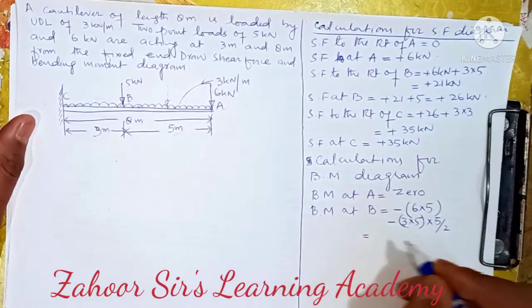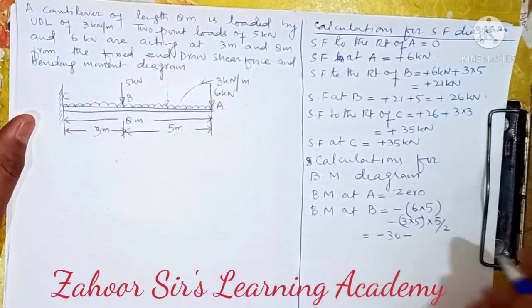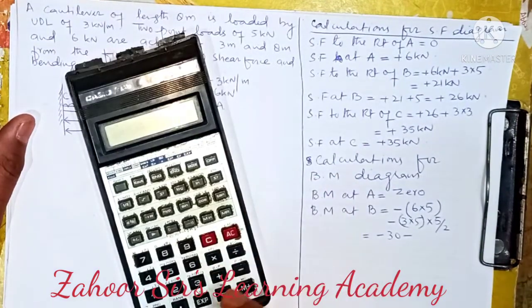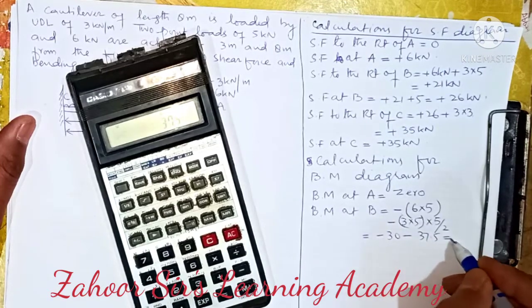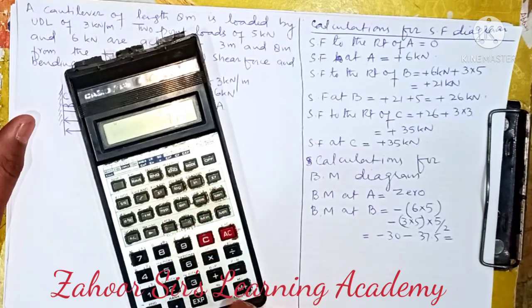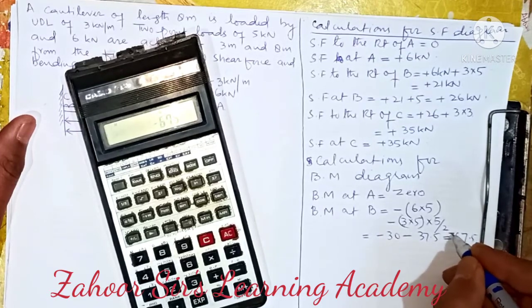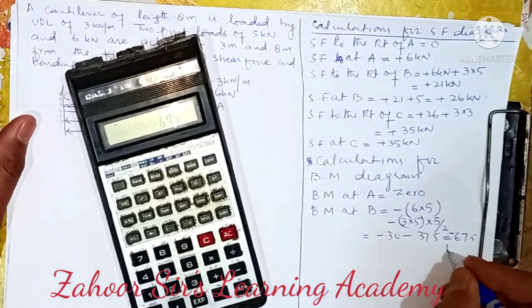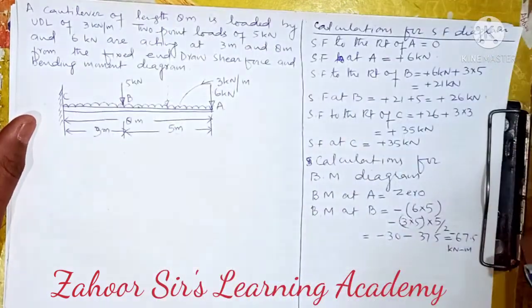So let's see how much it is. So it is minus 30, minus 15 into 5/2, which is 2.5 into 15, that is 37.5. It is minus 30, which is 67.5 minus, and it is kilonewton meter. That is the unit which we have to take into consideration.